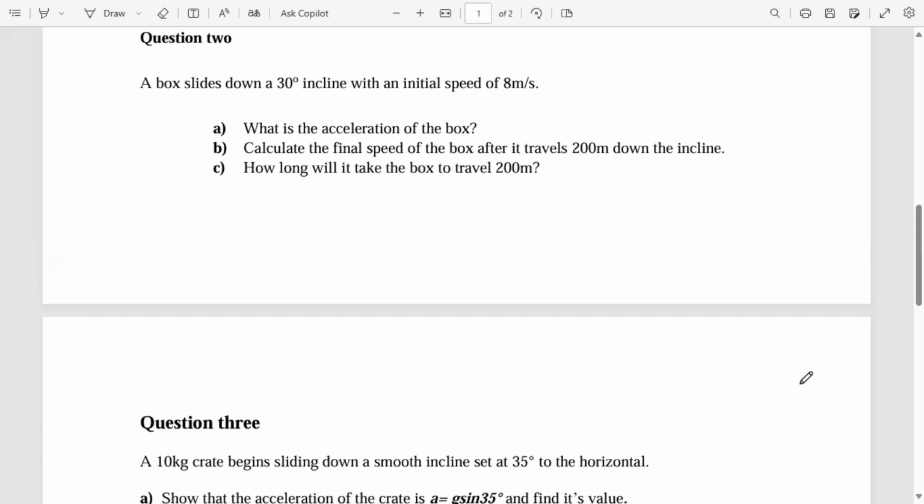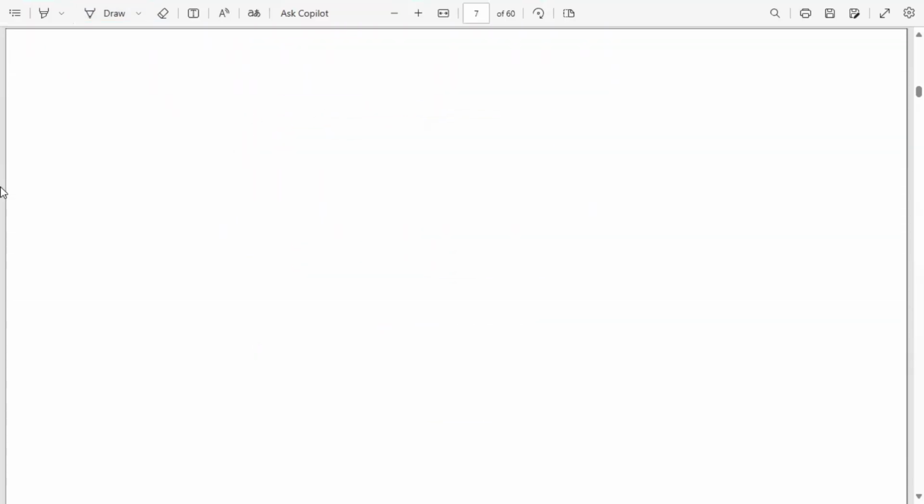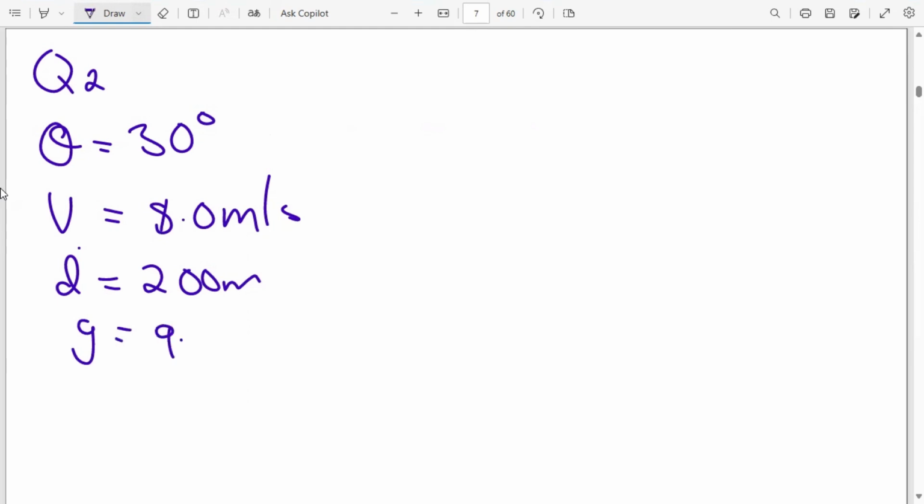So this is also another very simple, interesting question. Question 2. The data we've been given is the angle theta of the incline, which is 30 degrees, the initial velocity u of the box, which is 8.0 meters per second, and the distance traveled, 200 meters. And as usual, gravity is 9.8 or 9.81 meters per second squared.